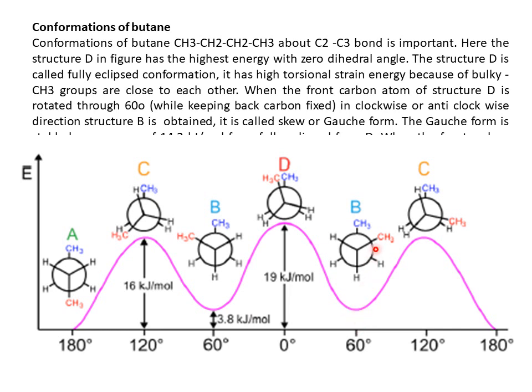If you rotate another 60 degrees, structure C is obtained, the same as this one. This conformation is called the eclipsed conformation. The energy difference is about 16 kilojoules per mole. Here the CH3 group is eclipsing with the hydrogen atom. If you rotate the front carbon atom red CH3 through another 60 degrees, you get structure A. The minimum energy conformation is obtained, and this conformation is called the anti conformation.